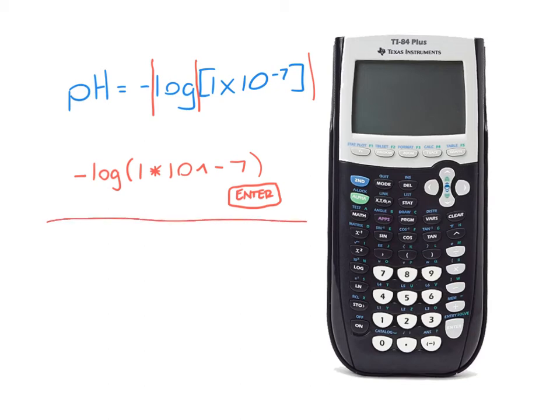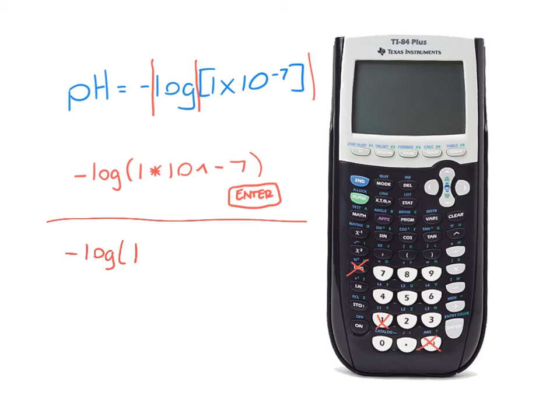Again, you're going to start the same way. You're going to hit the negative, and you're going to hit the log button. It's going to show up like this. And then you're going to hit the 1. Now, pause. Instead of having to put in the times 10, caret, etc., there's a button on the calculator that takes the place of times 10, and it is a little e.